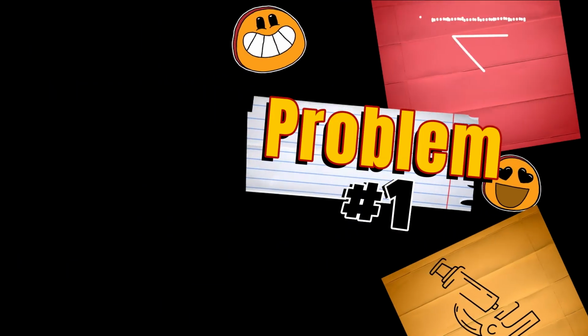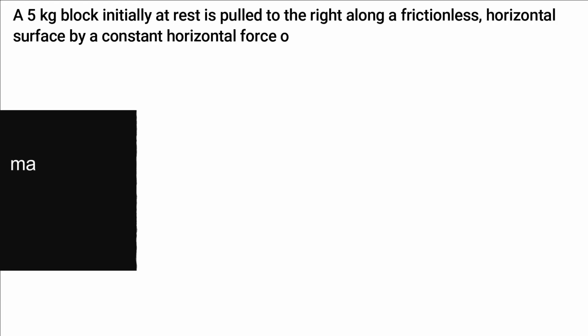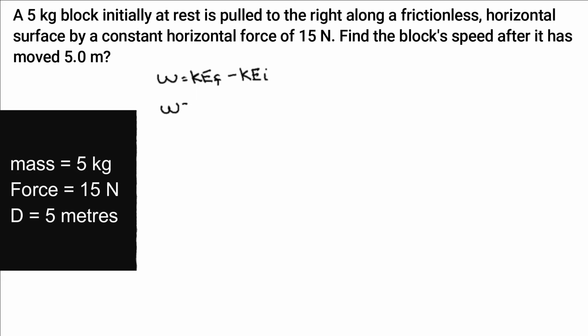Problem number 1. A 5 kilogram block initially at rest is pulled to the right along a frictionless horizontal surface by a constant horizontal force of 15 newtons. Find the block's speed after it has moved 5.0 meters. We are asked to find the final velocity. The equation we know that has velocity is kinetic energy. However, the other two variables given apart from mass are force and displacement, and we can find the work done by multiplying the constant force times the displacement.